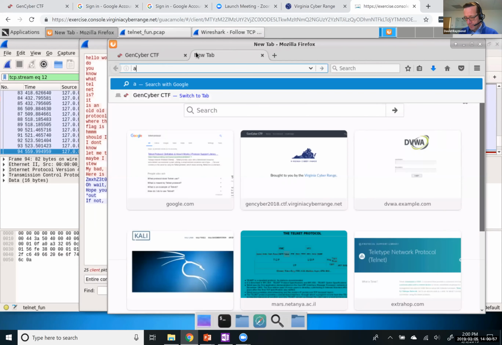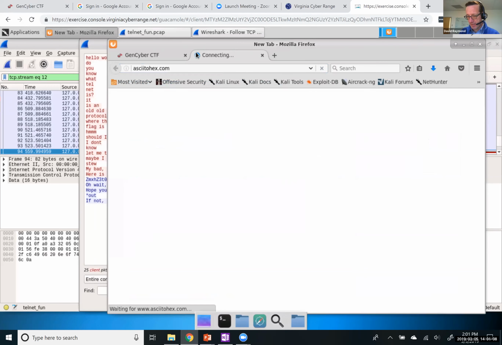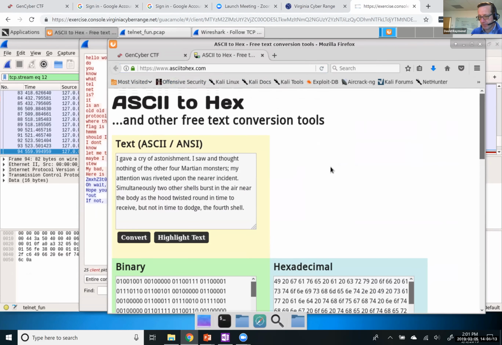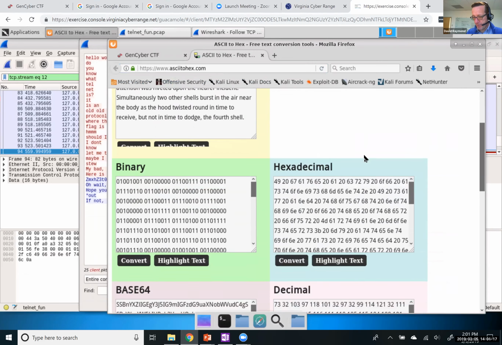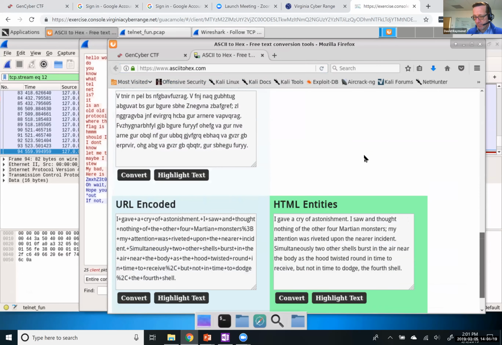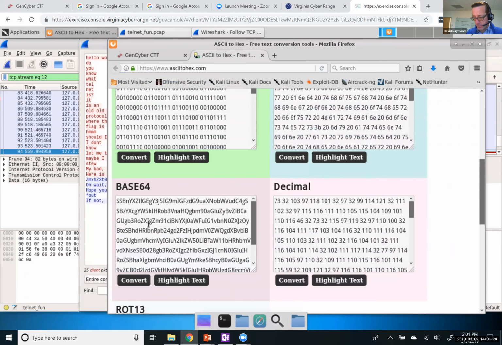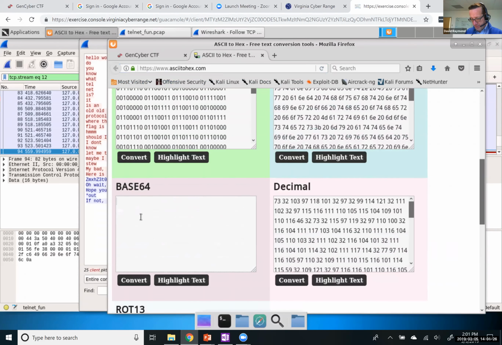So I'm going to go to my old standby, ASCII to hex.com. Again, we looked at this when we were looking at cryptography challenges. It's used to change ASCII back and forth from various different encodings. One of them is base64. So I'm going to paste my string here, and I'm going to click on convert.